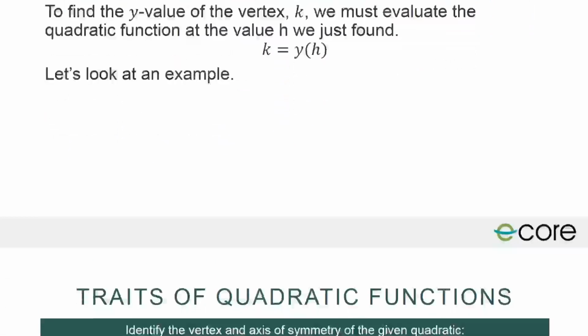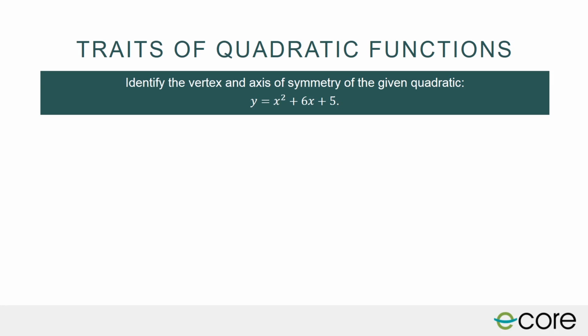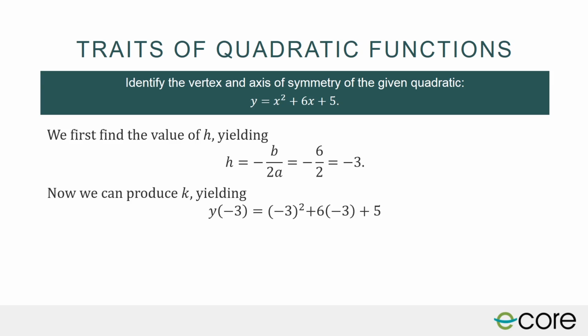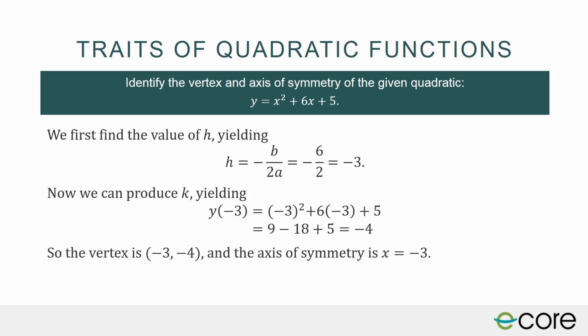Let's look at an example. Identify the vertex and axis of symmetry of the given quadratic, y = x^2 + 6x + 5. We first find the value of h, yielding h = -b/(2a), which is going to be -6/2, which reduces to -3. Now we can produce k, yielding y(-3) = (-3)^2 + 6(-3) + 5, yielding 9 - 18 + 5, which is -4. So the vertex is the point (-3, -4), and the axis of symmetry is x = -3.